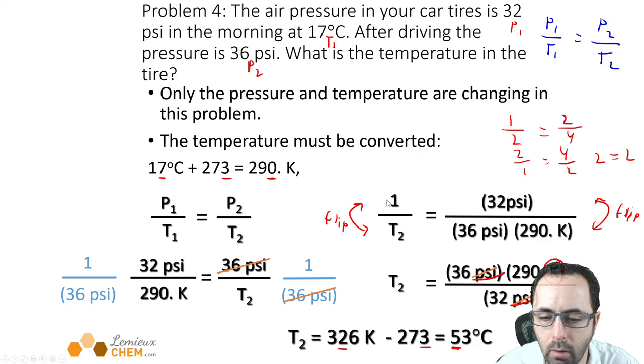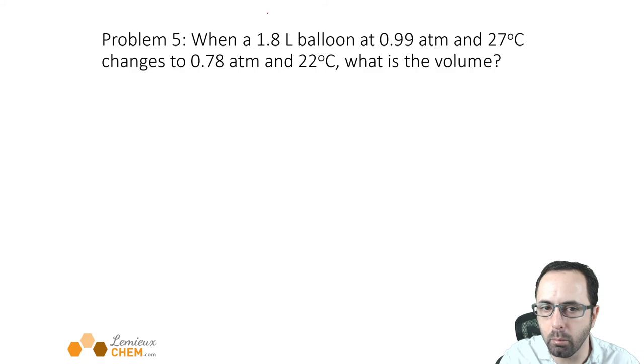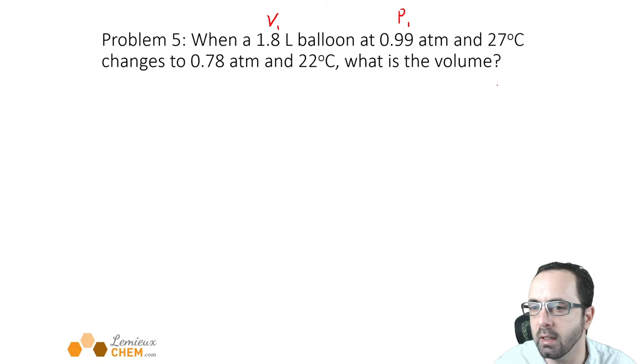Lastly, we're going to do one more problem that's going to involve the full combined gas law. So it says we have a 1.8 liter balloon. So liters is a volume. So let's call this volume one. And it is at 0.99 atmospheres. Atmospheres is a pressure. So we're going to call this pressure one. And the temperature is 27 degrees Celsius. So we'll call this T1.